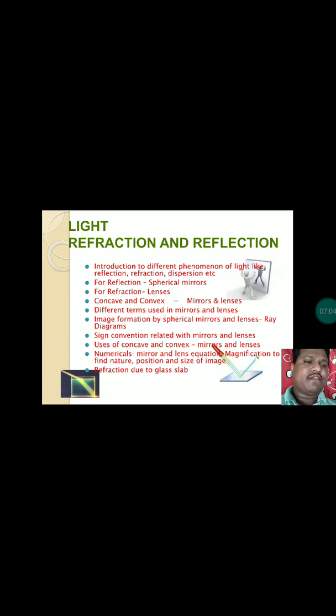Moving forward, we have refraction due to a glass slab and the refractive index, which is the property of a material or a medium, particularly we can say here. We have the power of a lens.